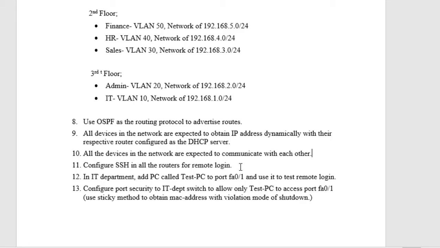So the network should be 192.168.3.0 with subnet mask 255.255.255.0 area 0. Okay, another network should be 4.0. Another network should be 5.0. Hit enter and do write. Okay, so we have successfully configured OSPF on this router.